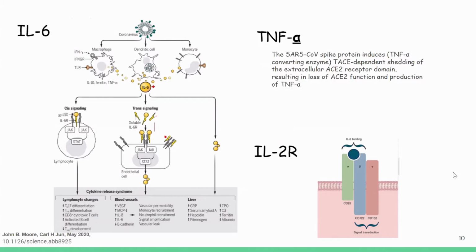When I was searching for this, I came to know that SARS-CoV-2 spike protein induces tumor necrosis factor alpha converting enzyme, ADAM17, dependent shedding of the extracellular angiotensin converting enzyme 2 receptor domain, resulting in the loss of ACE2 function and production of tumor necrosis factor alpha. That means whenever the virus infects new cells, there will be release of tumor necrosis factor alpha without any involvement of immune cells.